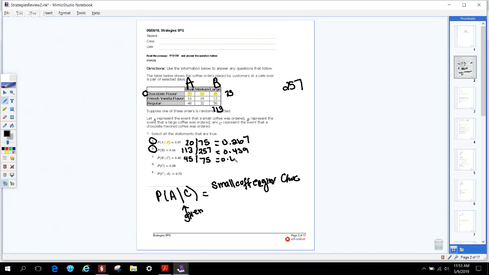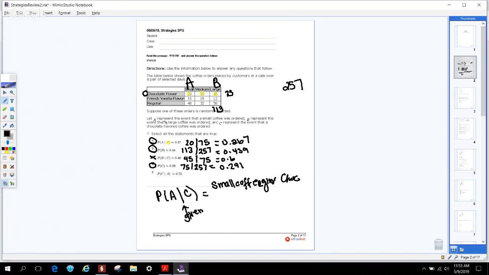Since 0.6 doesn't equal 0.4, we know it's not choice C. It says the probability of C happening. Well, we know there's 75 people. It doesn't say given, so that means I'm going to do the total people. So when I do 75 divided by 257, I get 0.291. So this one is correct.